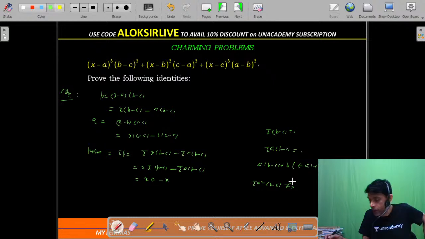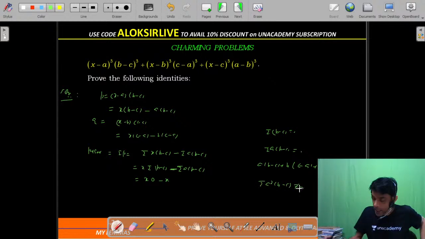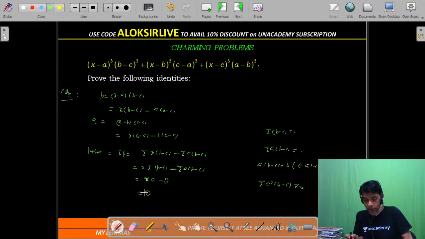What it is, that also is a beautiful thing. So this is one thing we will get. Sigma a squared b minus c is not 0, as long as a is not b or a is not c. So we got this kind of thing. X into 0, and this sigma is also 0, and so 0 is the answer, right? That is, p plus q plus r.